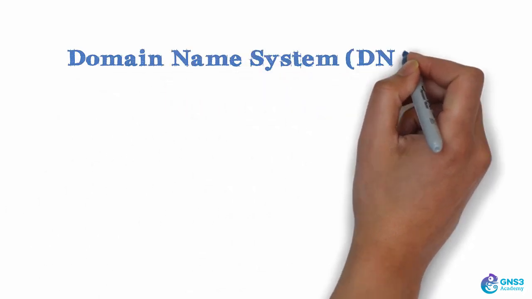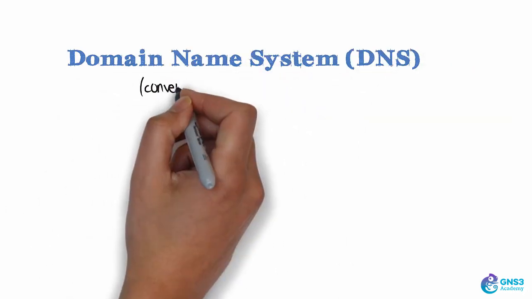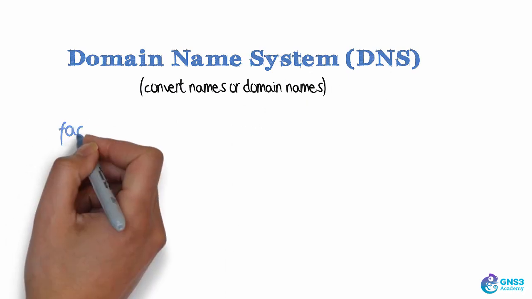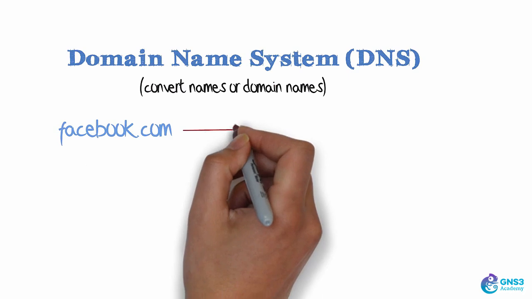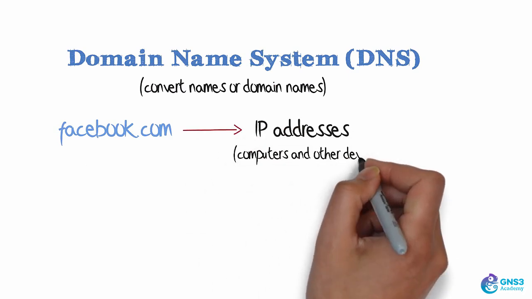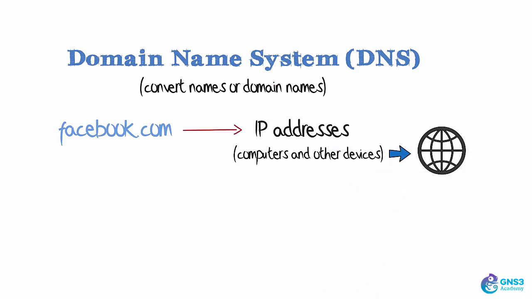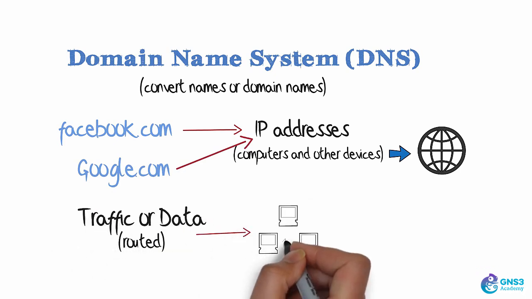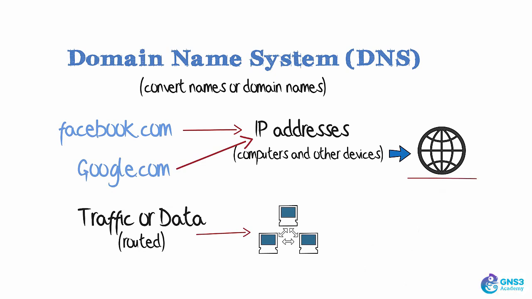Domain name system, or DNS, essentially converts names, or what are called domain names, such as facebook.com, to IP addresses that are understood by computers and other devices that make up a network. As an example, if you go to a website such as google.com, that name is being converted to an IP address that allows your traffic or data to be routed on the local network or even across the internet.